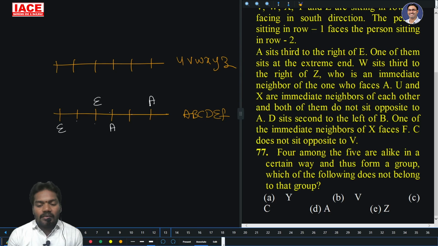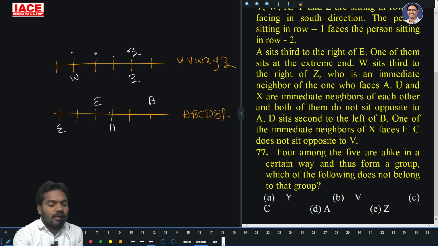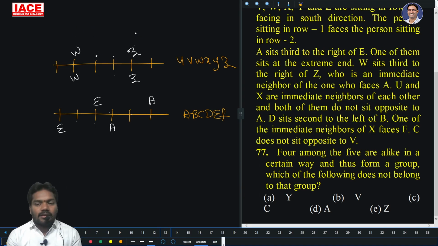W is third right of Z. Who is the immediate neighbor of the one who faces A? The one who faces A is here. Z being an immediate neighbor means there is only one chance. W is third right of Z: first, second, third right is W. The immediate neighbor of A may be here, may be here. If that is Z, there is no place for W. So the only chance of Z is here. First right, second right, third right, W is here. Clear? A's neighbor may be this person or this person. If I take it as Z, there is no place for W. So the only chance of Z is here.